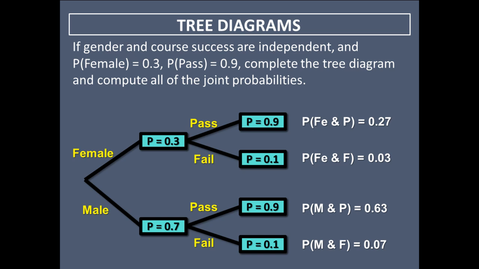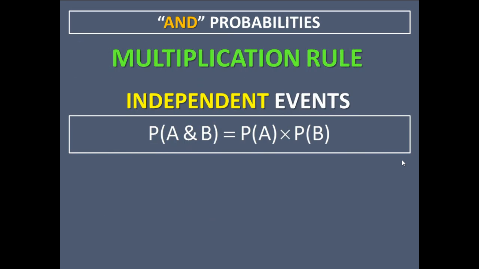One quick check we can do to make sure that we did all those joint probabilities correctly is if we total up all of our joint probabilities, they should bring us right back to all the possible outcomes of this experiment, which means that we should be right back to 100%, or a probability of 1.0. So if we total up 0.27 plus 0.03 plus 0.63 plus 0.07, we are right back at our total probability of 1.0. So that was dealing with independent events.